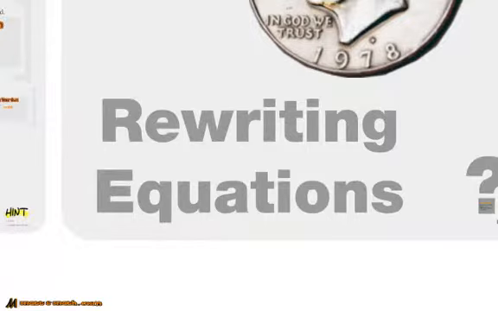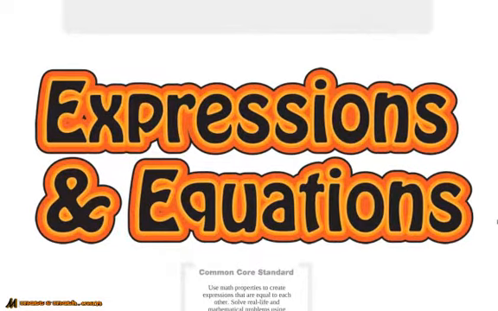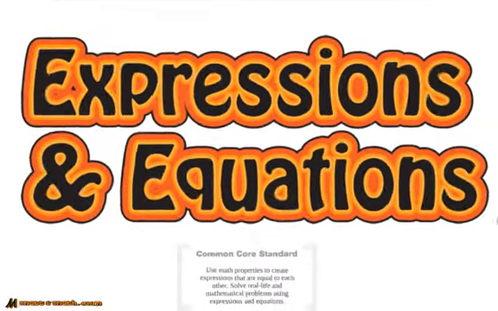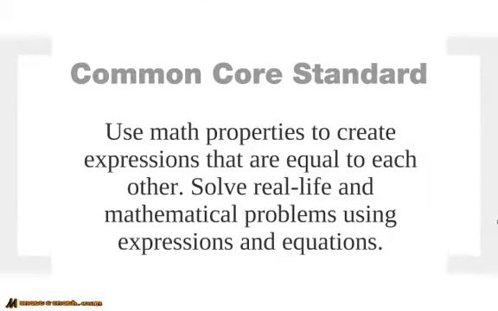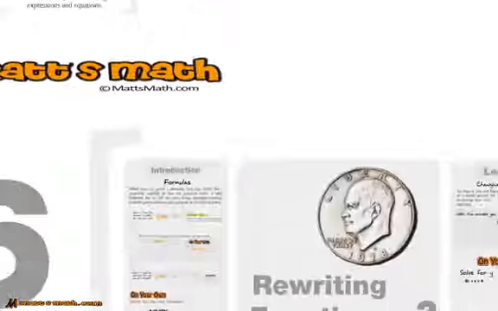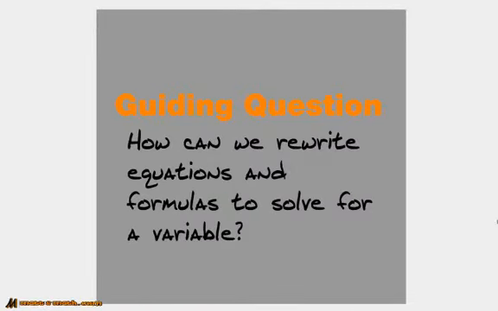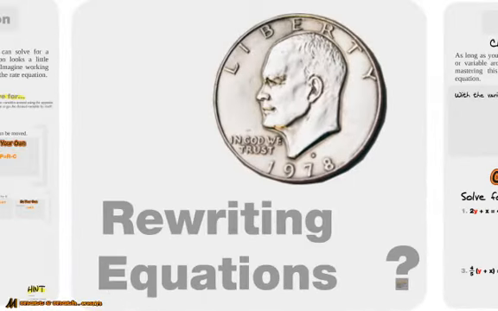How can we take an equation, switch it around, and it still be the same equation? Well, that's what we're going to be able to answer today. We're in the Common Core Math Standard of Expressions and Equations, and we're going to be using math properties to create equivalent expressions today. We're going to be answering this question of how we can rewrite equations and formulas to solve for a variable that are really the same equation or expression. You'll be able to answer that by the end of the lesson today. So let's move into it.